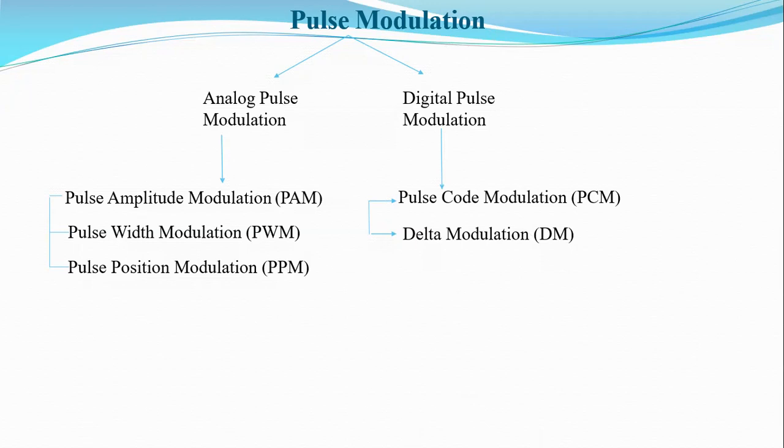In this session, we'll be starting with pulse analog modulation. You know that the complete pulse modulation is divided into two types: analog pulse modulation and digital pulse modulation. Before going into the classification of analog pulse modulation, we need to know what the advantage of using pulse modulation is.